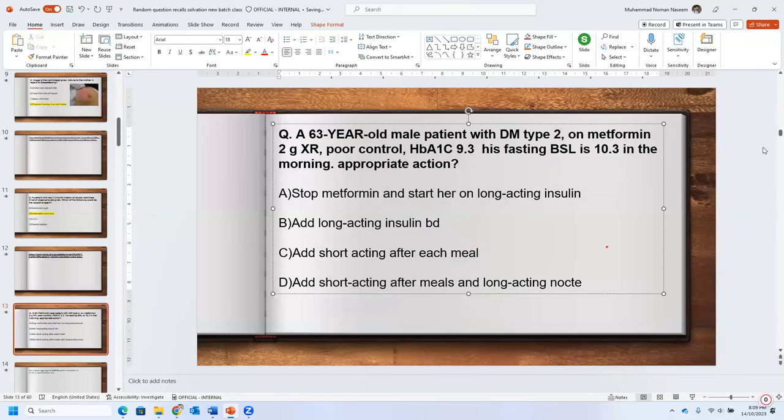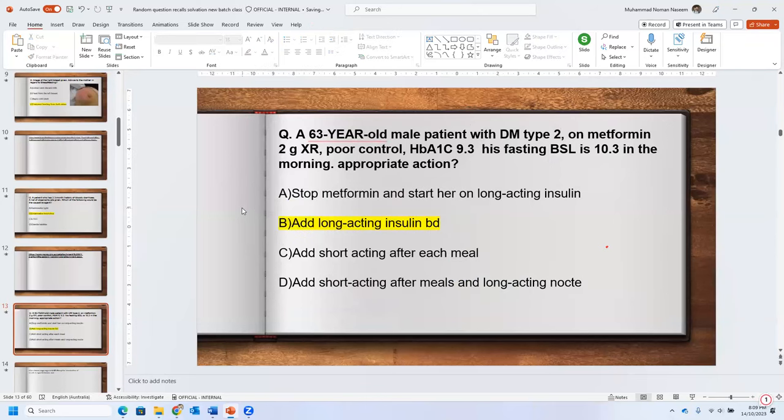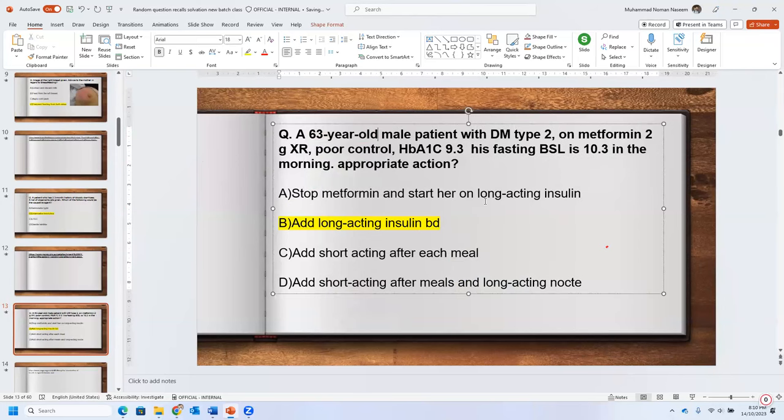Very good, Dr. Amima Imran. We will be adding the long-acting, because fasting is deranged, right? Not the postprandial ones. Fasting means the one in the morning. So we should be adding a long-acting insulin. We will not be stopping the metformin. It should not be BD, I agree with you, but among these, B is the best option. I know she's already on extended release, but still with the extended release, she is not having a good control of the fasting BSLs. That's why you're adding another basal insulin.